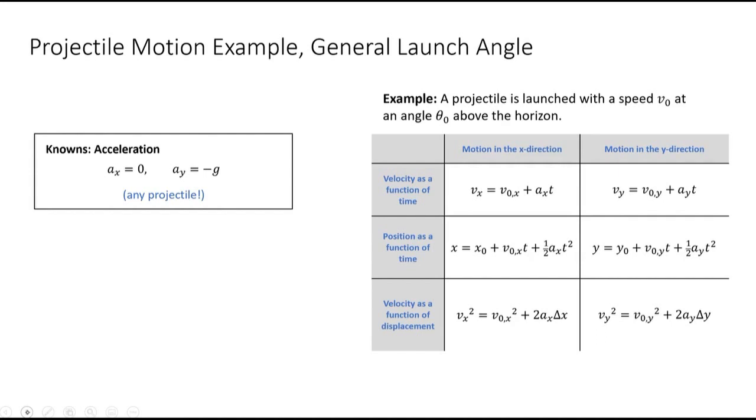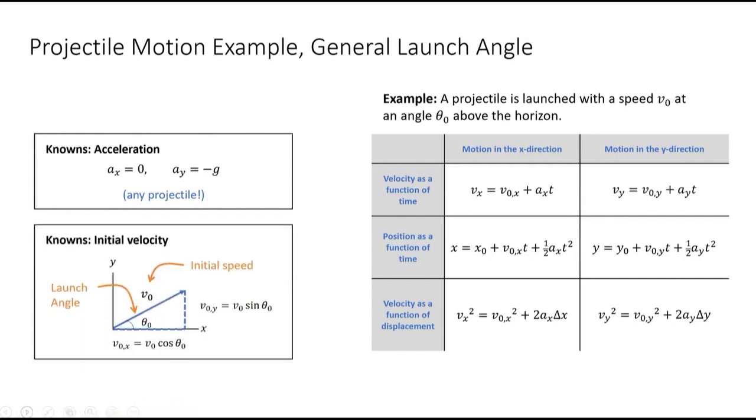So there's no acceleration in the x direction, ax is equal to 0, and we know that the thing that's acting on the projectile in the y direction is gravity, and that causes an acceleration of ay is equal to minus g. Okay, so you can always go ahead and write down these 2 known conditions whenever you get a problem with a projectile.